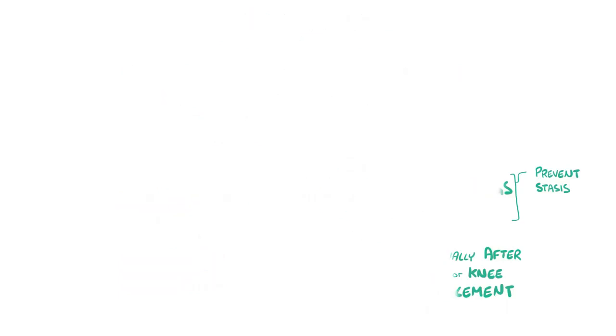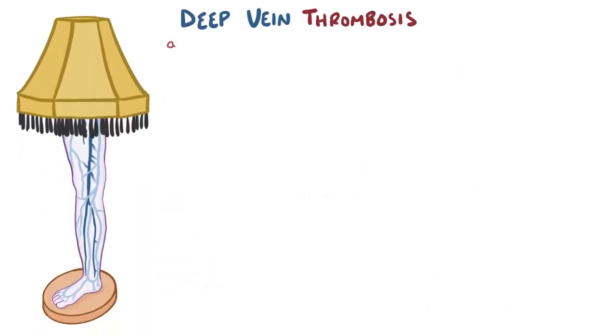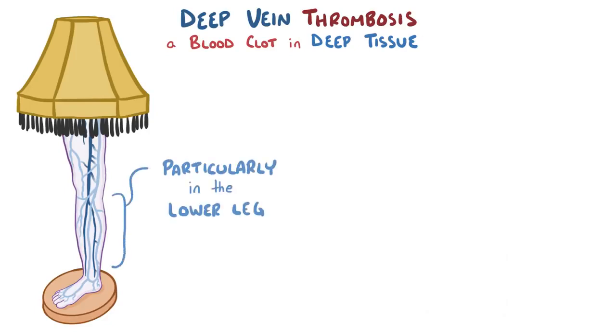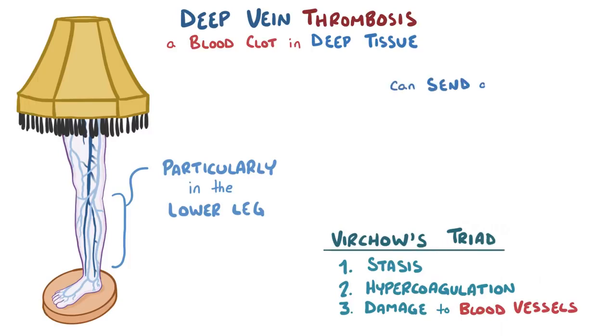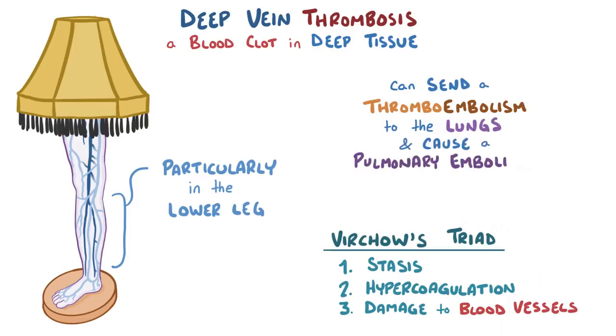Alright, as a quick recap, a deep vein thrombosis is a blood clot found in the deep tissue, particularly in the lower leg. The three main causes, stasis, hypercoagulation of clotting factors, and damage to the endothelial lining, are often referred to as Virchow's triad. A deep vein thrombosis can also send off a thromboembolism to the lungs, which can cause a sudden pulmonary embolism, which can be fatal.